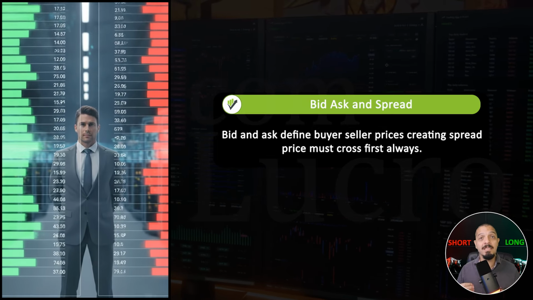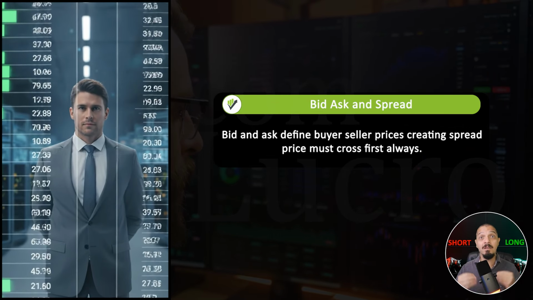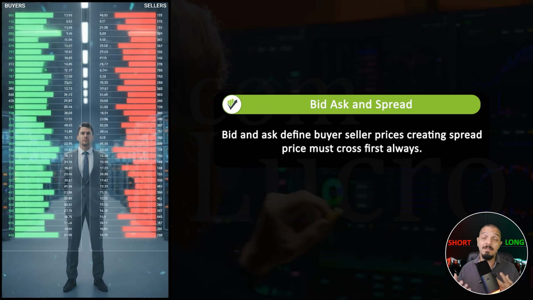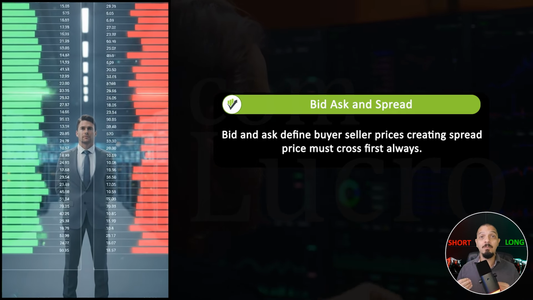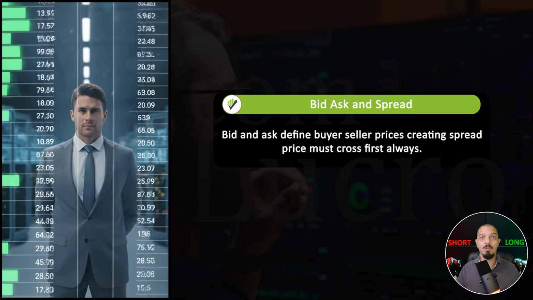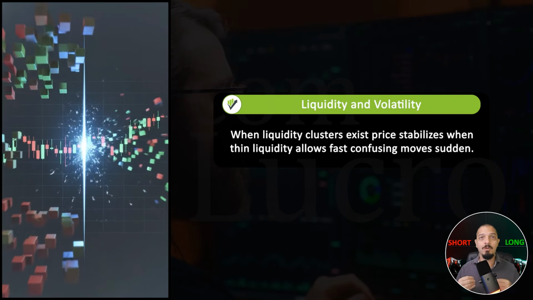The DOM is simply a visual way of seeing the buyers on one side and the sellers on the other, arranged by price. Even if you never trade with it, understanding its logic helps you interpret why candles accelerate, stall, reverse, or gap. To bring everything together, we have the concept of liquidity.